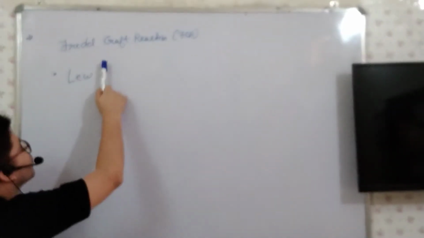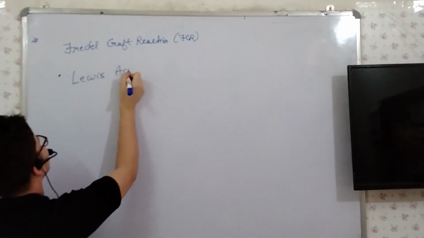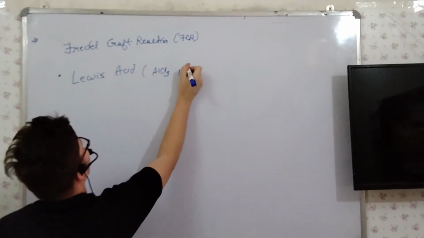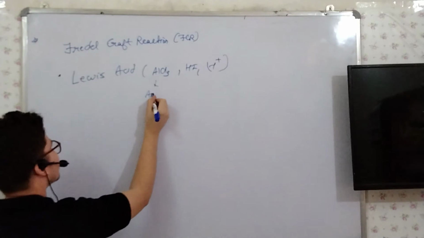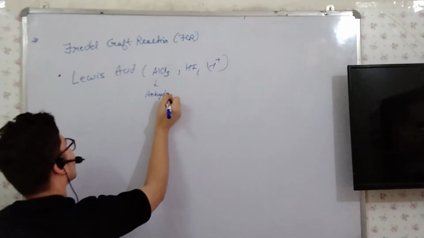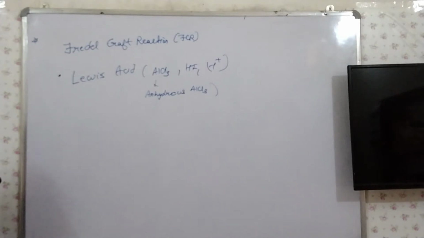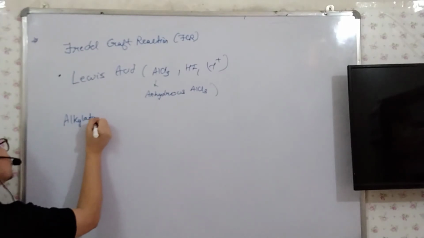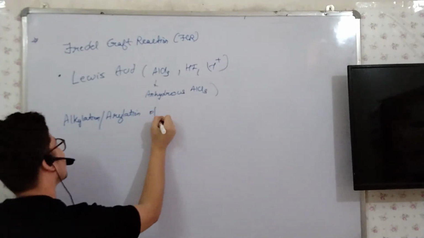So the second important reaction is the Friedel-Crafts reaction. The reagent used is a Lewis acid such as AlCl3 or HF, or we can use H plus also. Mainly we use anhydrous AlCl3. This reaction is used for alkylation or acylation of the benzene ring.